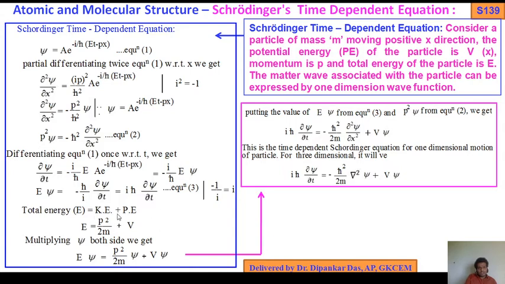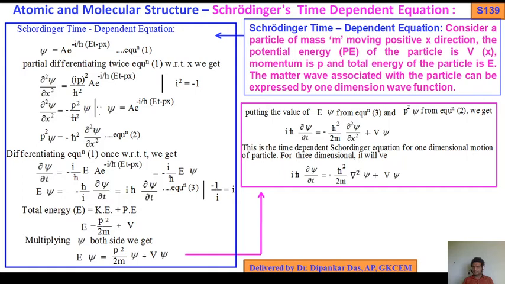Now we know total energy E equals kinetic energy plus potential energy. The value of kinetic energy we know is p square by twice m. How this value comes, we have already discussed in the Schrodinger time independent equation. And the potential energy is V. So multiplying psi on both sides, we get E psi equals p square by twice m psi plus V psi. Now putting the values of E psi and p square psi from equations 3 and 2, we get i h bar del psi by del t equals minus h bar square by twice m del square psi by del x square plus V psi. So this is the Schrodinger time dependent equation for one dimensional motion of a particle.